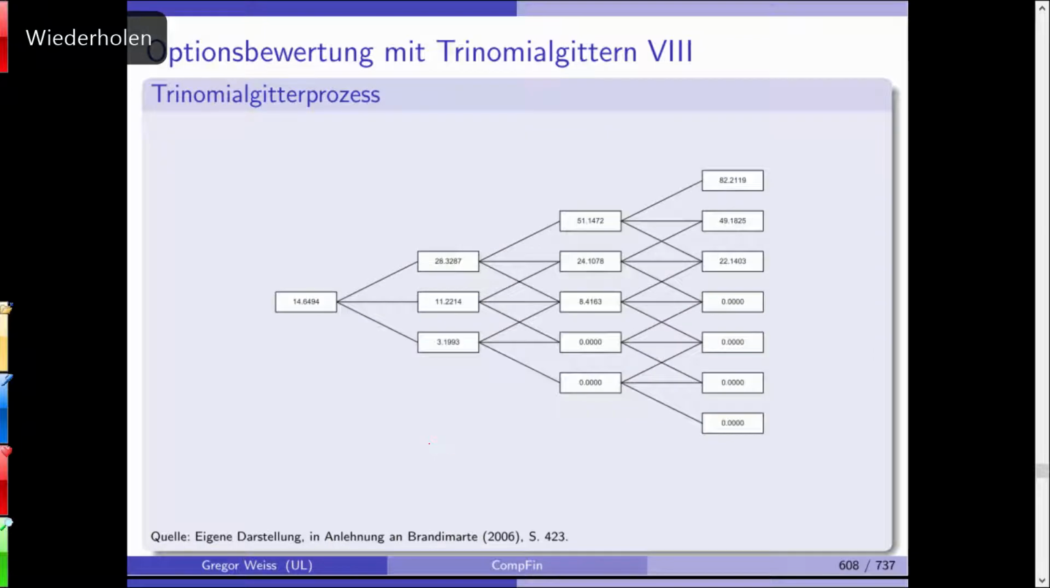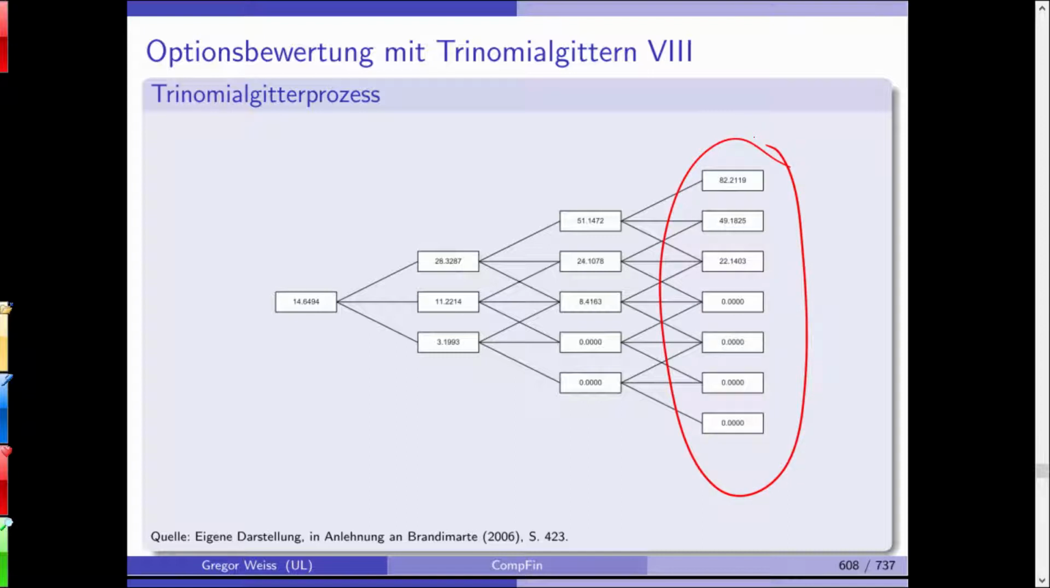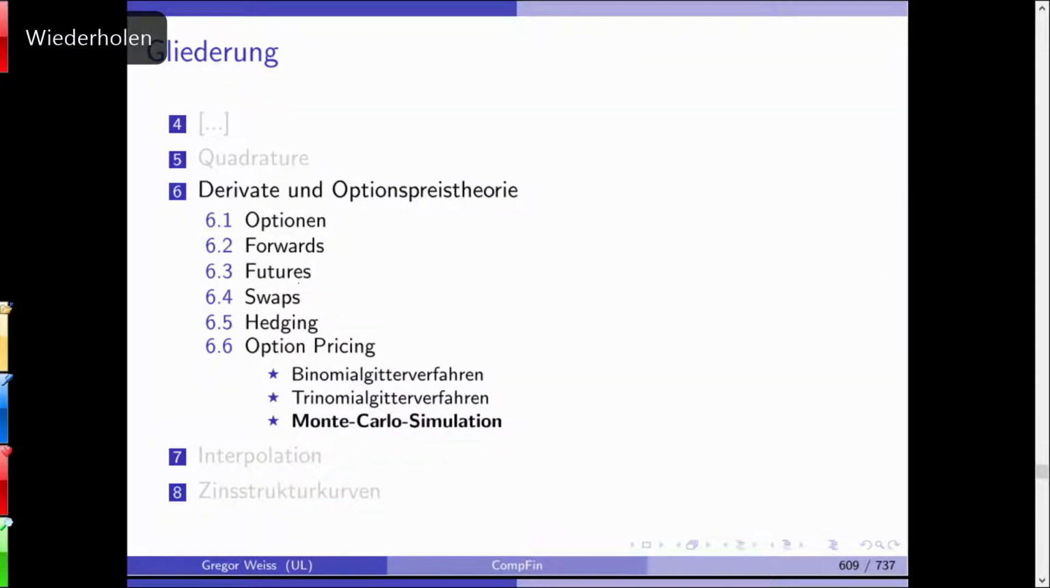Okay. This is how it looks graphically. The stock can go up, can go down, can stay the same. And here again, you have these option payouts, and then you go back, and you get this price of 1464.94. This is the trinomial lattice process. Okay. Now, those are 2 more or less simple ways of discretizing time and using a discrete time approach to approximate the continuous time model given by Black-Scholes.